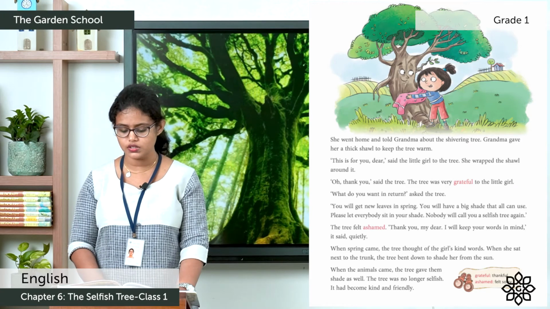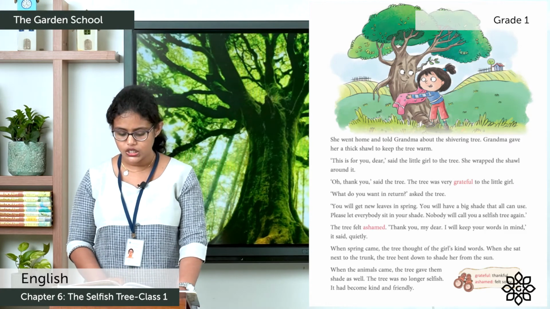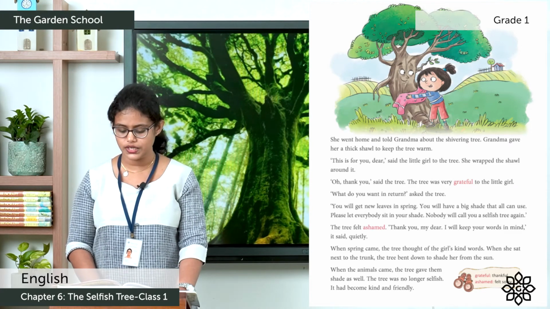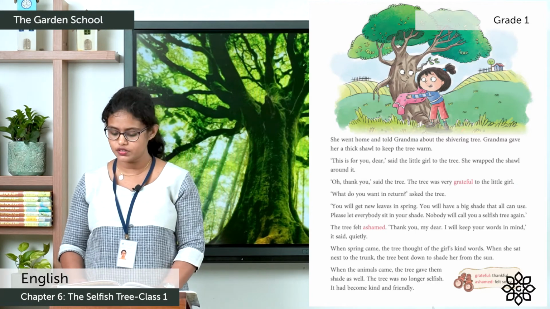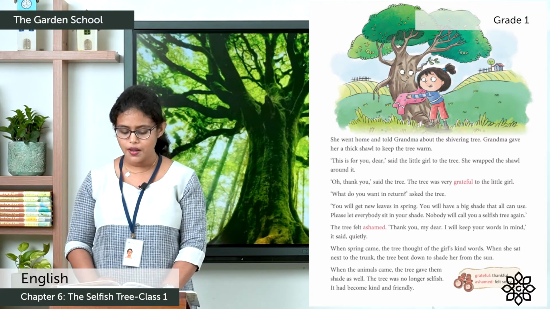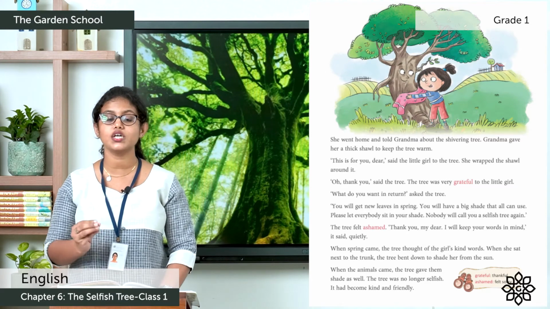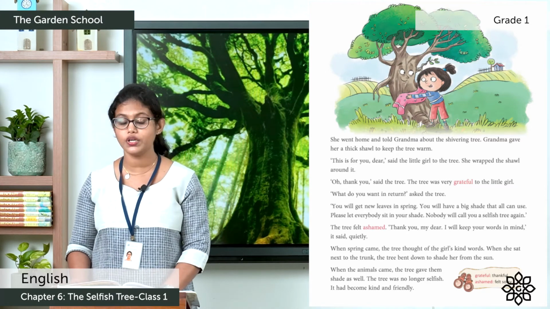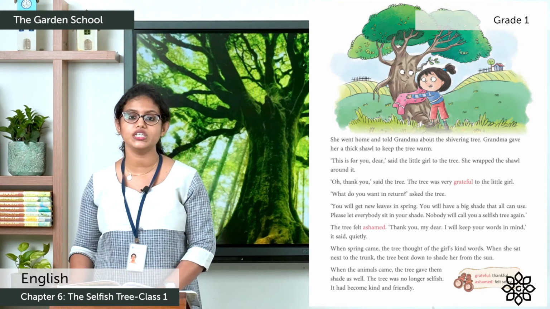What do you want in return? asked the tree. You will get new leaves in spring. You will have a big shade that all can use. Please let everybody sit in your shade. Nobody will call you a selfish tree again.